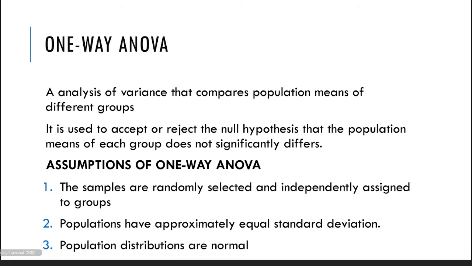Right? So, by procedures, we will first need to look into the assumptions of analysis of variance. And as I said, one-way ANOVA is actually an analysis of variance that compares the population means of different groups. By groups, it can be two or more groups. It is used to accept or reject the null hypothesis that the population means of each group do not significantly differ. So, yun lagi yung ating null hypothesis dito. We are to say that the means of each group do not significantly differ.